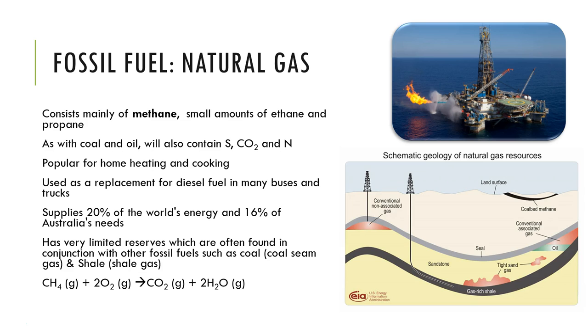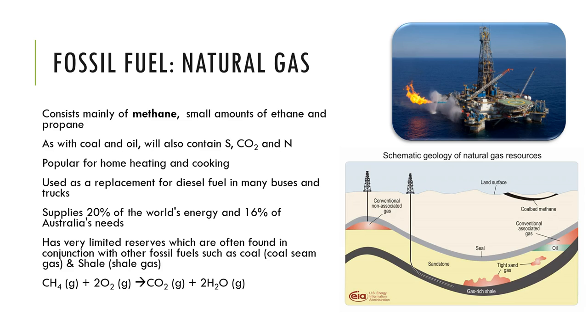Okay, the third of our fossil fuels is natural gas. Natural gas tends to be a mixture of methane with small amounts of ethane and propane in. This is the gas that we see powering our Bunsen burners in the laboratory. It has small amounts of sulfur, CO2, and nitrogen, but less than what we see in crude oil. It's typically used for heating and cooking, i.e. gas cooktops and things like that.